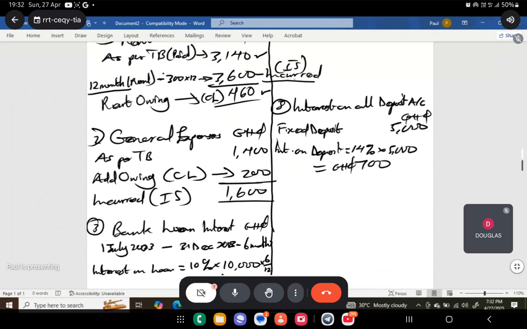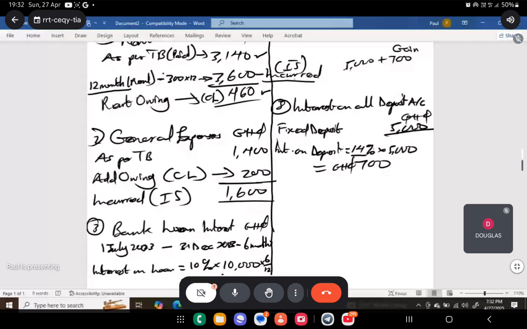Okay, so now listen. You deposited 5,000, and the bank agreed to pay you 14% interest on the 5,000. They mean that your total amount is 5,000 plus the 700, which is a gain. You gain from your deposit. So when you add, you get 5,700. So this is how it becomes.